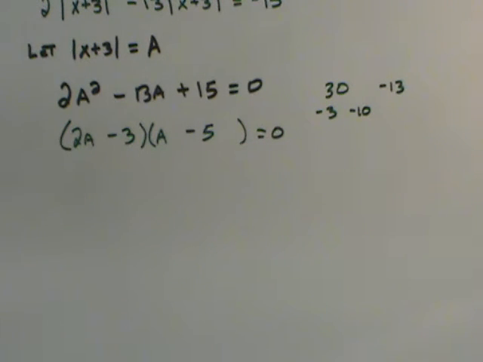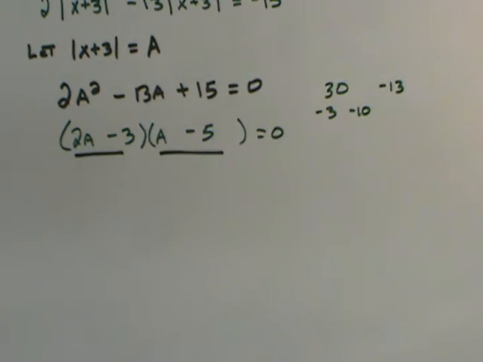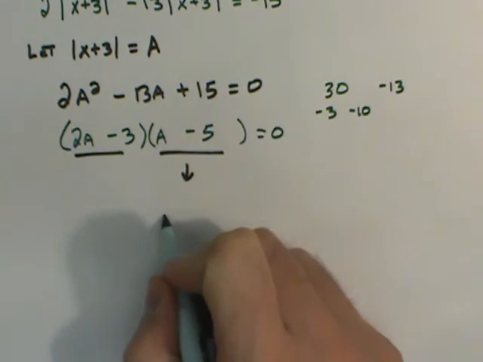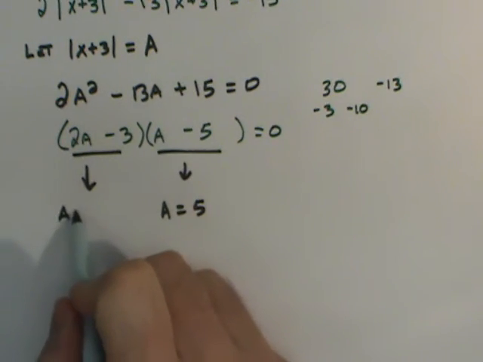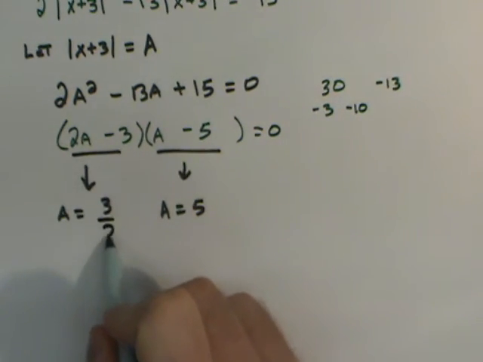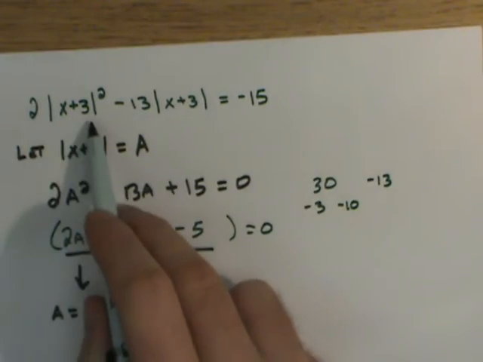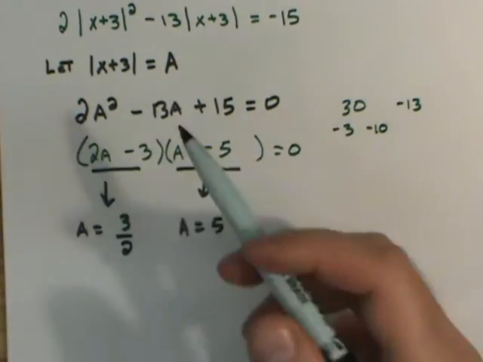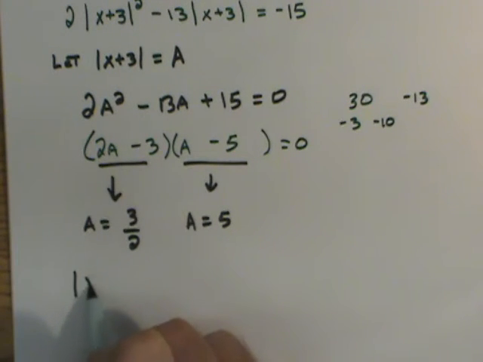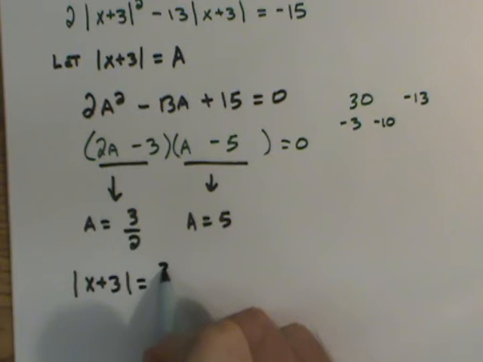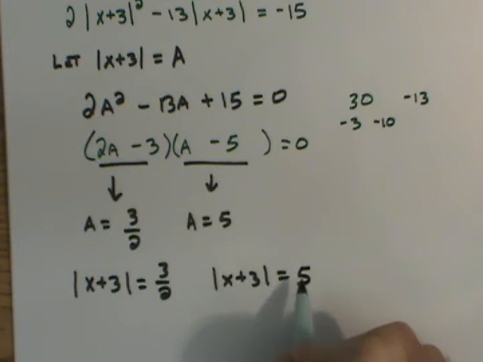Now I know you've factored many a time in your mathematical careers, so the next step is to look at the solutions for this factored form. This one would lead us to a equaling 5, and this factor would be 3 halves, so a equals 3 halves. But my original problem didn't have a's. My original problem had absolute values. So as a second phase, I now have to bring the absolute values back in, and I can say something like this. The absolute value of x plus 3 is equal to 3 halves. The absolute value of x plus 3 is equal to 5.